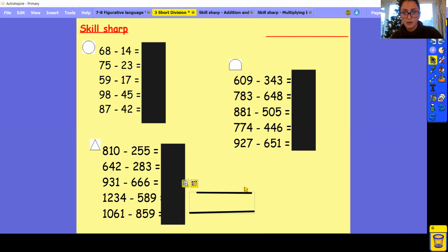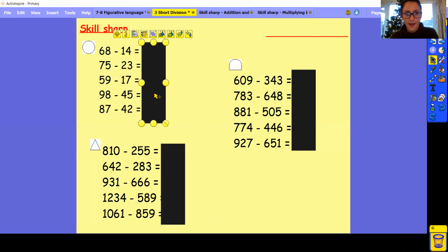Again, it's up to you which column you start off with. Give yourself a bit of a challenge. It's your last one today before you come back into school. So have a quick pause. I'll show you the answers in a couple of seconds. Okay, welcome back.